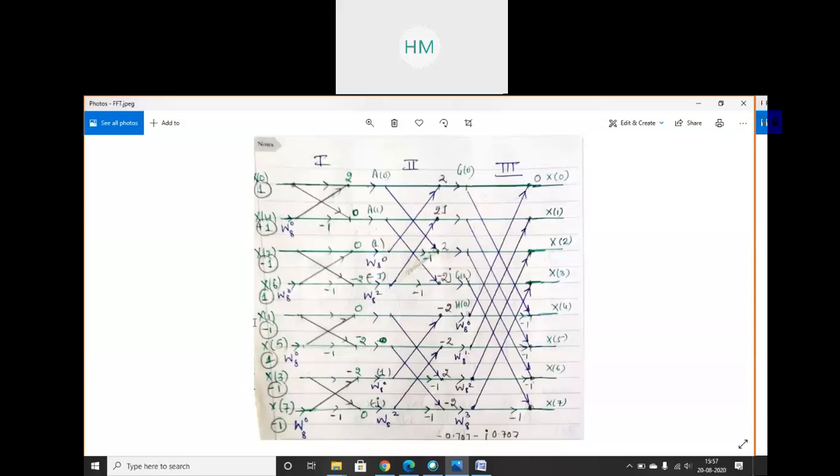B of 0 is 0, students. What you are doing? Why it is -1? Yes, very good, Pratibha. Aditi, some mistakes you are doing. See. Got the point, Aditi, or not?